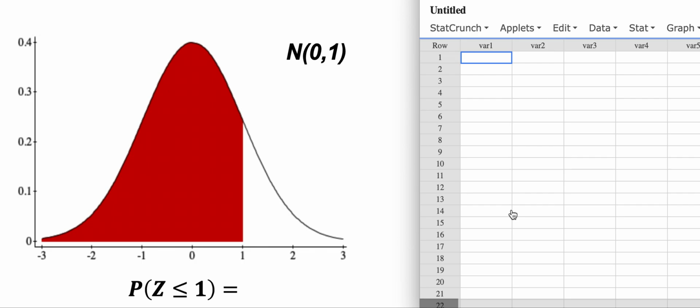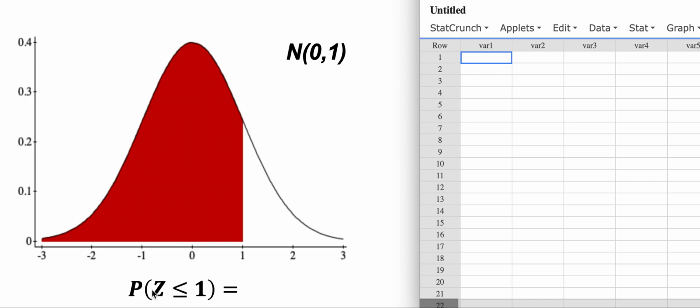In this recording, we're going to look at the normal distribution. So first, let's start with the standard normal distribution. The standard normal distribution is the distribution with mean of 0 and standard deviation of 1. So here we're going to look at a few probability questions.